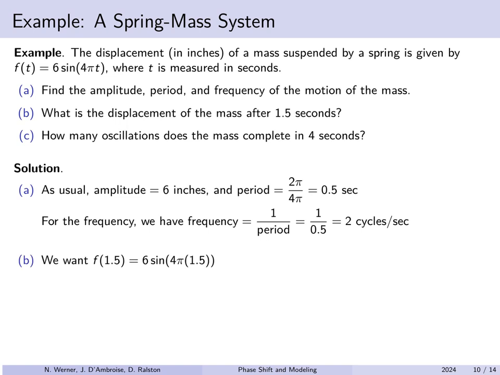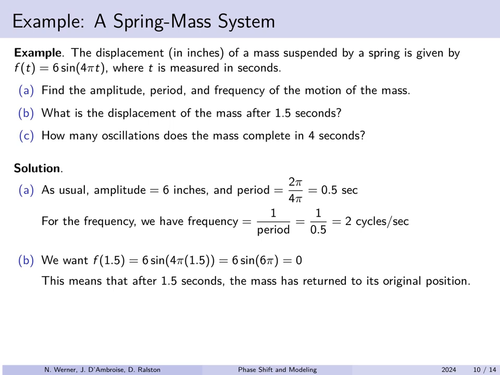For part B, if we want to find the displacement of the mass after 1.5 seconds, all we have to do is plug in f of 1.5. 4 pi times 1.5 is 6 pi, so this is 6 times the sine of 6 pi. 6 pi represents an angle of going all the way around the circle 3 times, at which point you have 0 vertical displacement. So after 1.5 seconds, the spring is exactly at its midline, its original position, which corresponds to t equals 0 as well.